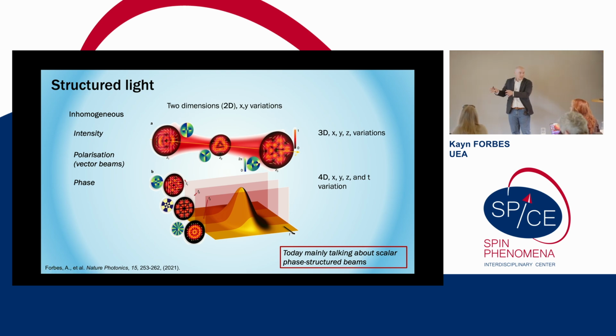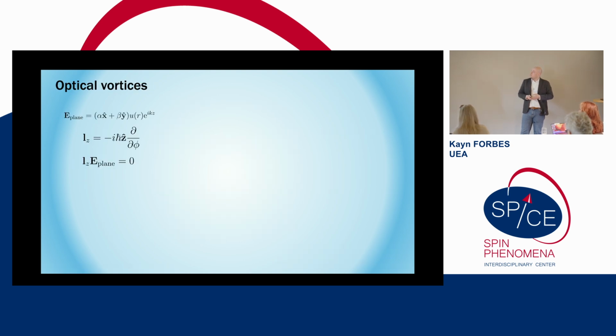These are actually very complicated structured light beams. What we're interested in, optical vortices here today, are really simple structured light beams. They're scalar phase structured light beams. This slide's going to be a bit redundant because we all know what optical vortices are, but just to remind us, we have a plane wave propagating along Z. Our polarization is in the transverse plane, X and Y. This plane wave is clearly not an eigenfunction of the OAM operator in the Z direction. There's no azimuthal dependence, so plane waves don't have OAM.